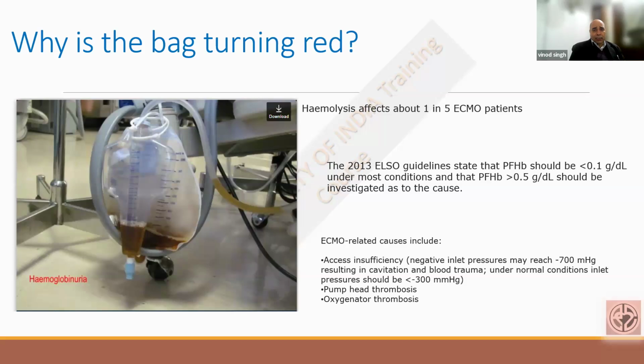The ELSO guidelines say that the plasma free hemoglobin should be less than 0.1 gram per dL under most conditions, and it should be investigated if it is more than 0.5 gram per dL. The causes can be inadequate drainage, as I told you, pump head thrombosis and oxygenator thrombosis. So this is related to the machine, and it manifests in the patient by hemoglobinuria.